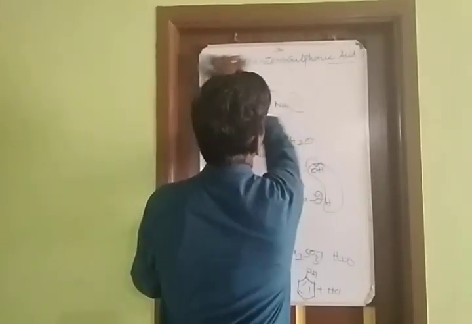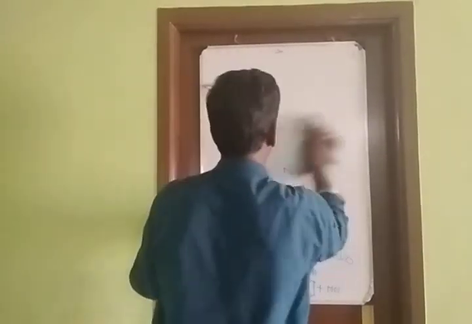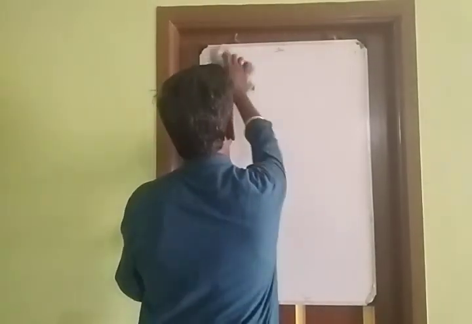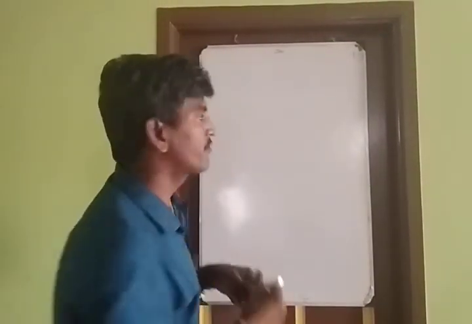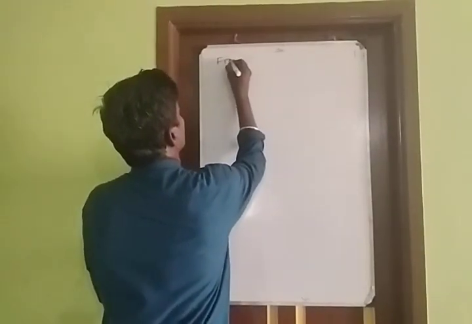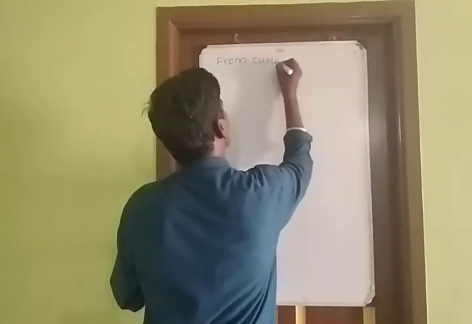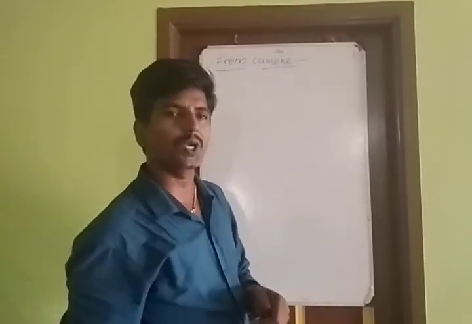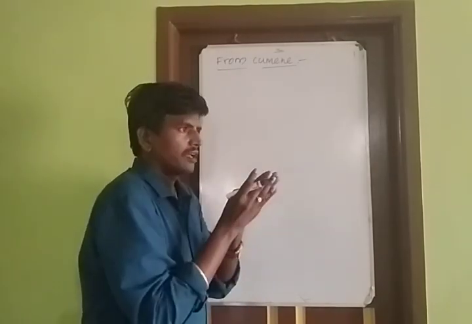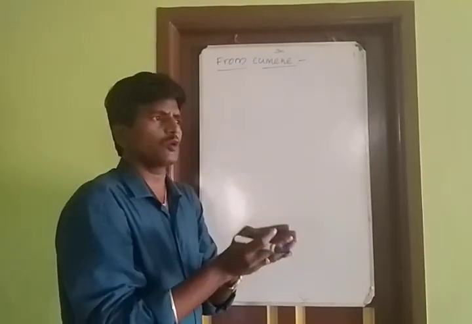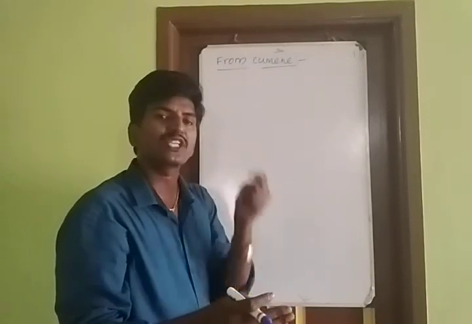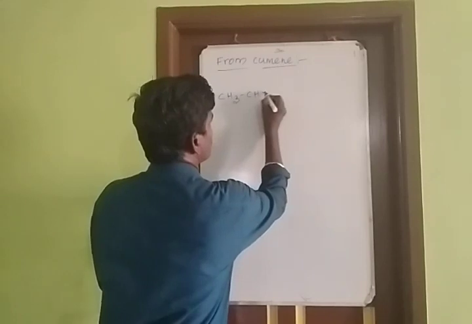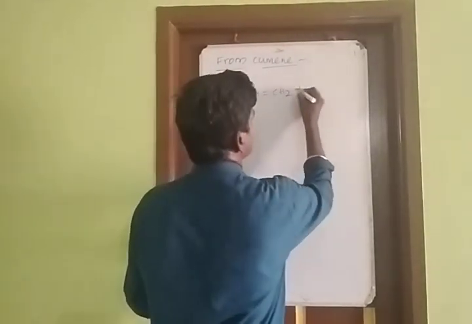From cumene. Preparation of phenol from cumene. Cumene means what? Isopropyl benzene is called cumene. Isopropyl benzene. When benzene reacts with prop-1-ene, you can get isopropyl benzene. Listen, CH3, CH, double bond CH2, reacts with benzene.